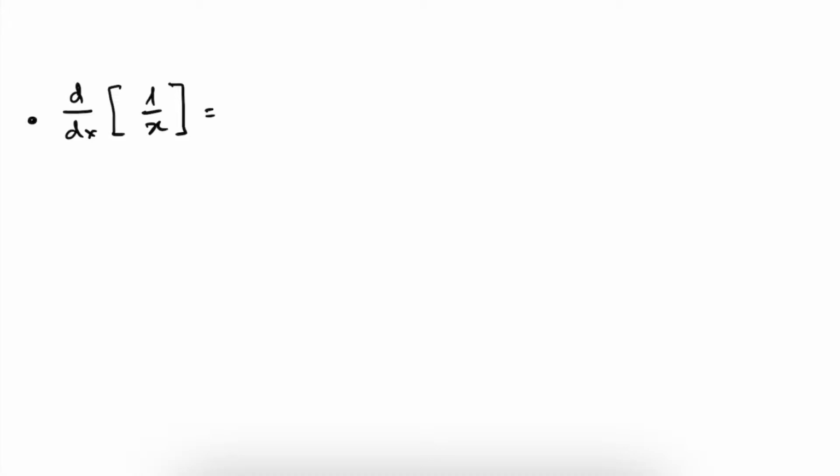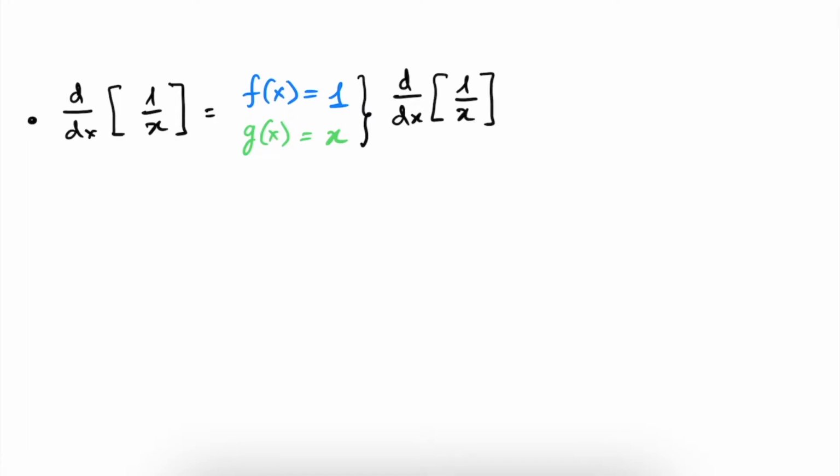The first step of all of these exercises is to identify f of x and g of x. So f of x is the function in the numerator. In this case, it's just 1. It's just a constant. The second is g of x, which is the function in the denominator and which is just x. So now we can use our general formula, which says that the derivative of f of x, which is 1, divided by g of x, which is x, is equal to g df minus f dg divided by g squared.